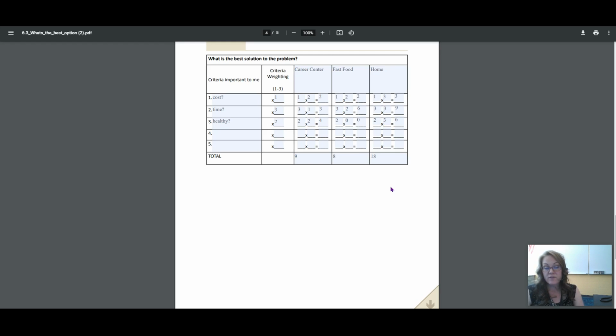And now that I have those figures, I'm going to look at them and, based upon this process I've done, the option that has the highest total is the best option when you're making your decision. So in this instance, it should be that I go home for lunch, and that's because it has the highest score of 18. The last choice, my last resort, would be going for fast food, which is the score of 8.